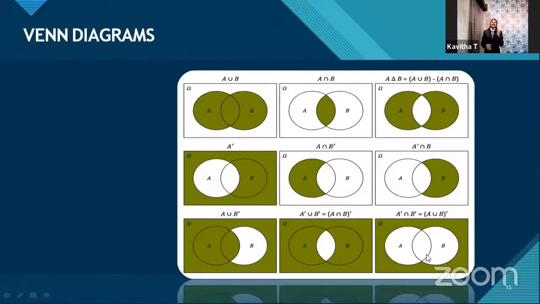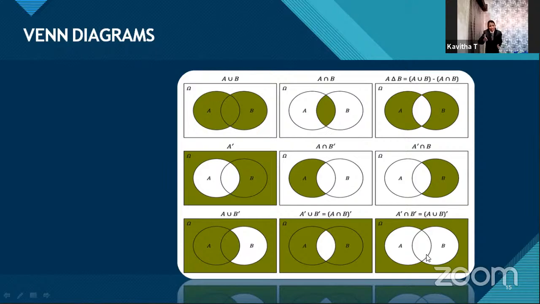A dash we can call A dash. We have 3 different names: A dash means A complement, or A prime, or A dash. A dash simply means we have to fill up everything except A, the total area. You can see in the slide A dash, because they are filling everything except here. Okay, A intersection B.